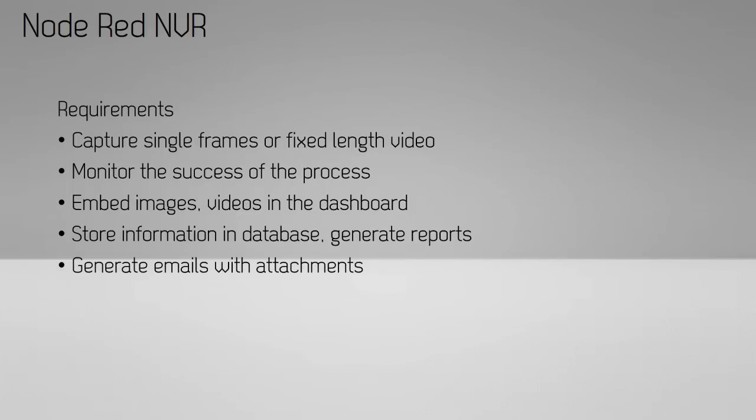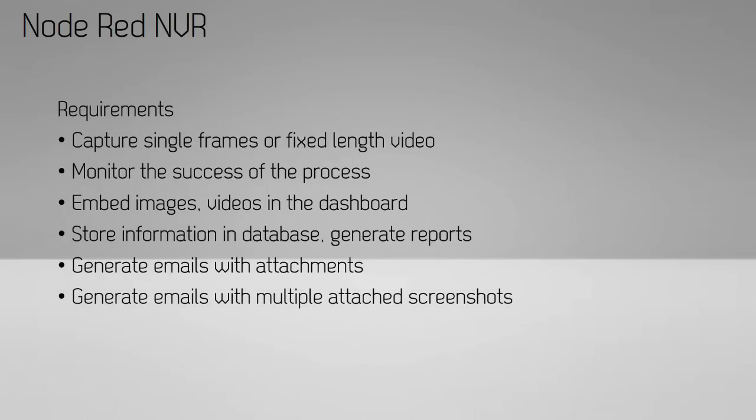I want to be able to send emails with attachments of the images, maybe even videos, but it's probably more practical with images. I also want a variant of that where you can generate multiple images and then put them into one single email. And then finally, maybe as another output, post the images to Twitter.